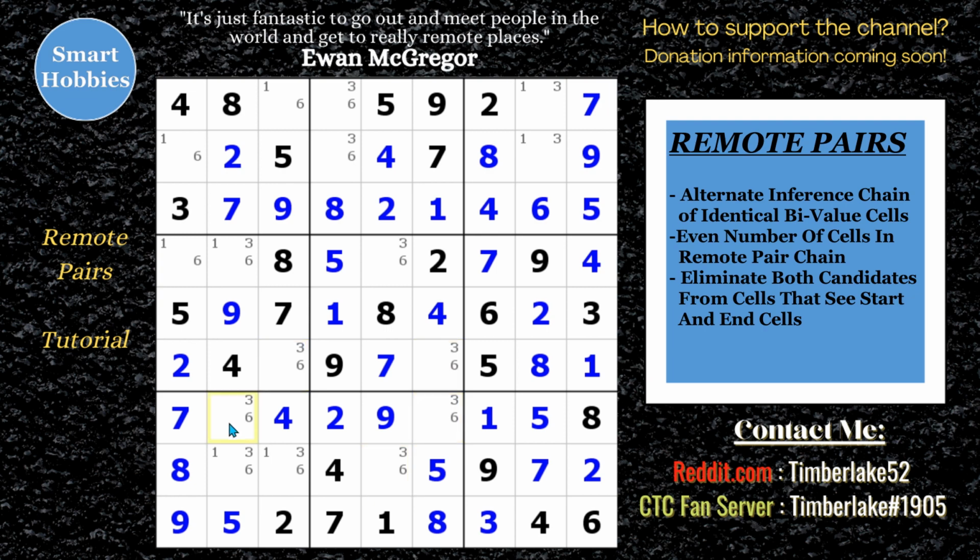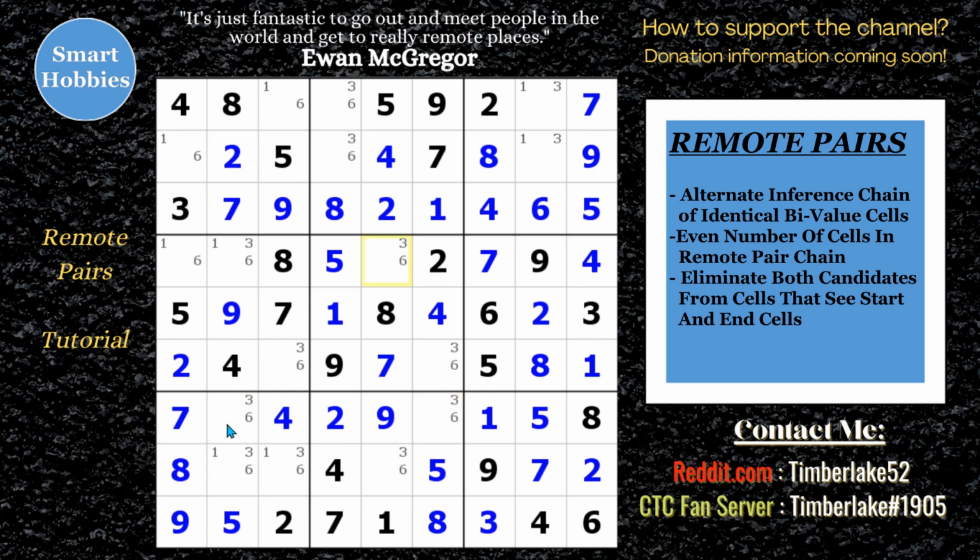Okay, because what I wanted to show you is that sometimes you can eliminate more than one cell. And so let's start right here, and we go here to here to here to here, and the start and end are right here. So you can eliminate this as a 3 and a 6. Cool. But that's still only one cell.